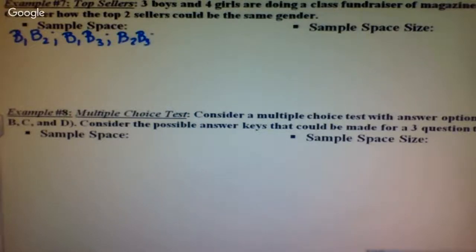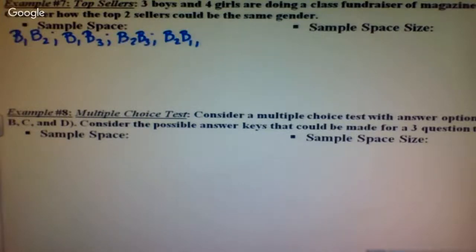Okay, are we done with all of those options? Yes. Okay, but don't forget, this is just like class president and vice president. B1 right here is the top seller, B2 is the second. So I also need to reverse each one of these. I need to do 2 and 1. Because now 2 is the top seller and B1 is the next in line. I also need to reverse B1 and B3.